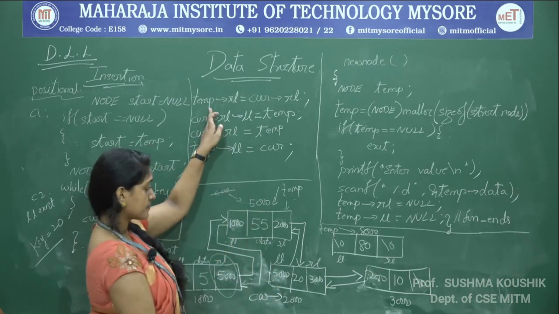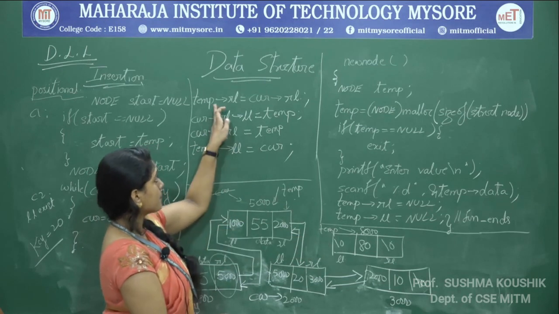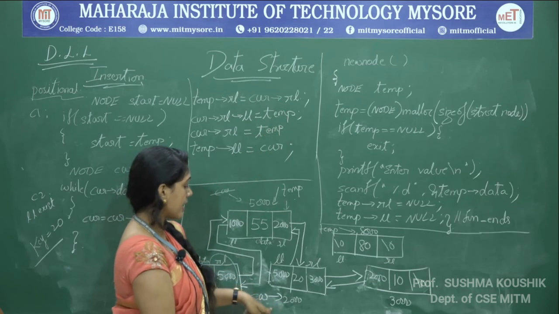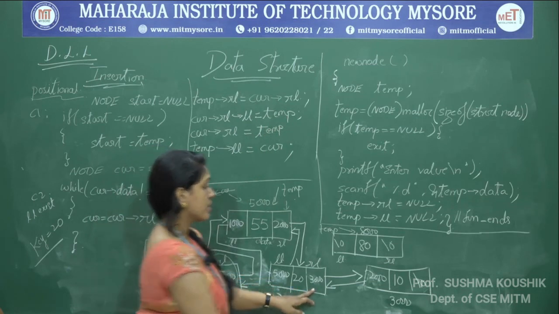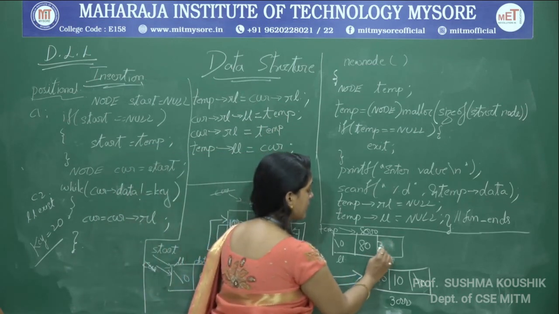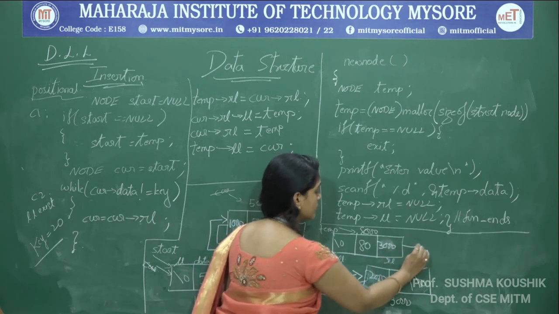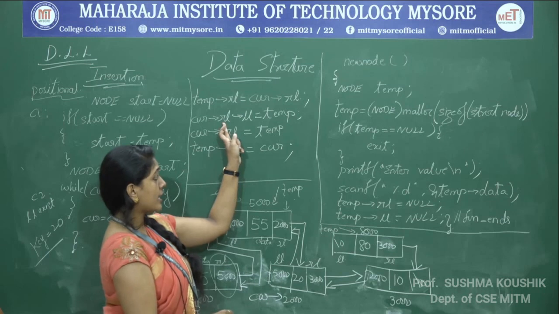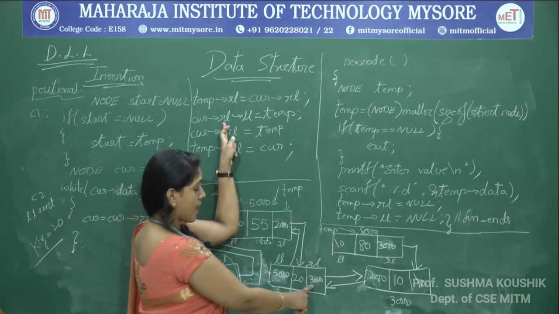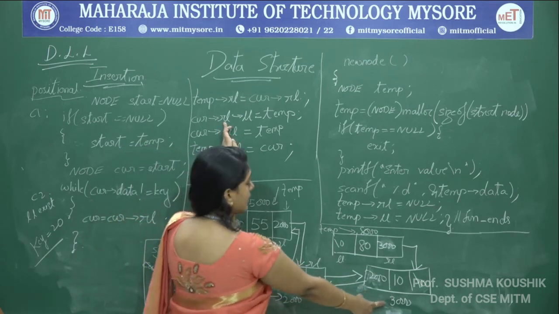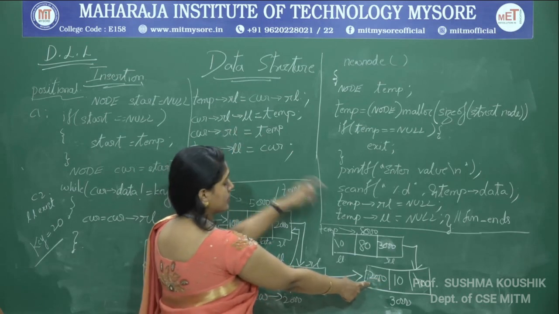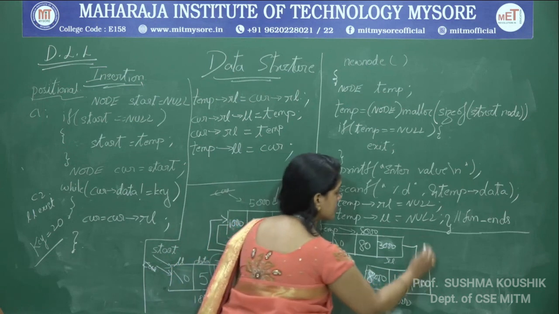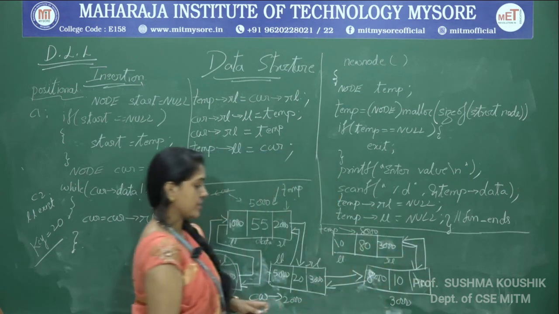We will just check. Temp is here. Temp of RL is equal to current of RL. Current of RL is having 3000. So I will write temp of RL is equal to 3000. So this link is established. Current of RL is 3000. RL's LL is equal to temp. So overwrite this with 8000. So this link is also established.